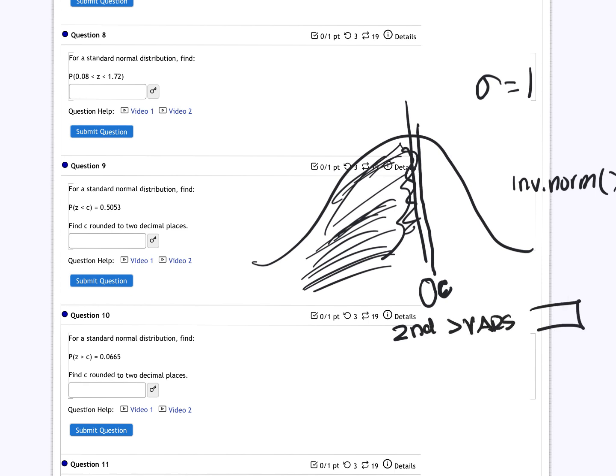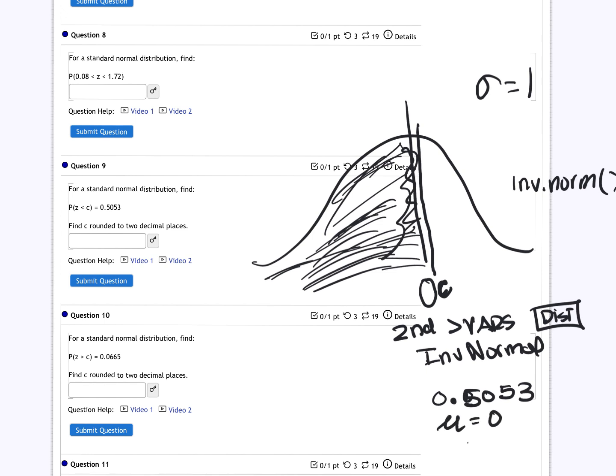That takes you to the distribution page. Then you're going to choose inverse normal. It's going to ask you for an area to the left of the number you want. You're going to put in this 0.5053. And you want a standard normal curve, it will ask you for a mean, you're going to put 0. It's going to ask you for a standard deviation, you're going to put 1. And when you hit enter, you're going to get the answer that you need for that.